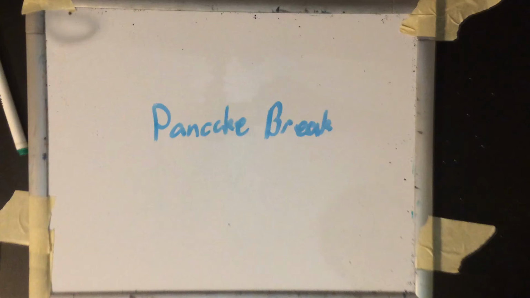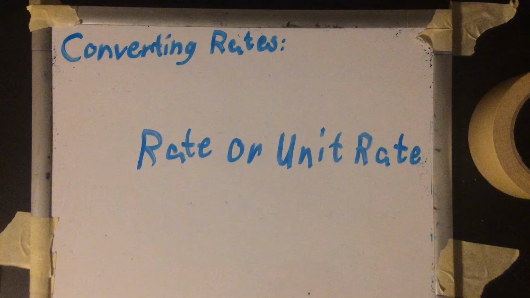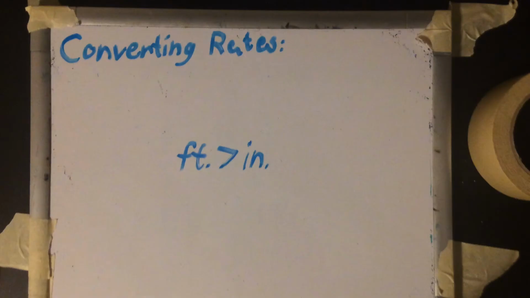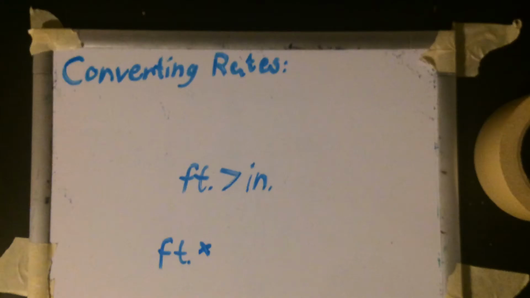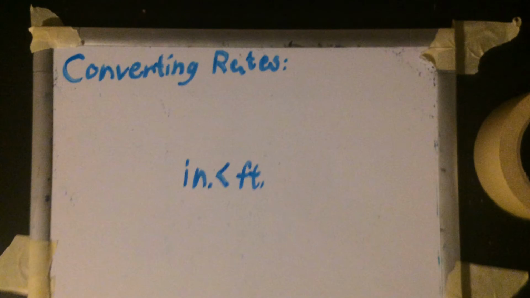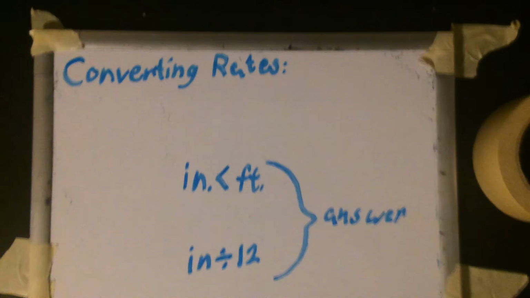Making pancakes. How to convert rates. To convert a rate or a unit rate, you need to know what the value of the measurement that you're using is. If the value of your rate's unit is greater than the unit you are converting it to, divide the rate value by how many of one of the units fits into that value. If it's the other way around, then multiply. You do the same for the other side of the rate, and you have your answer.